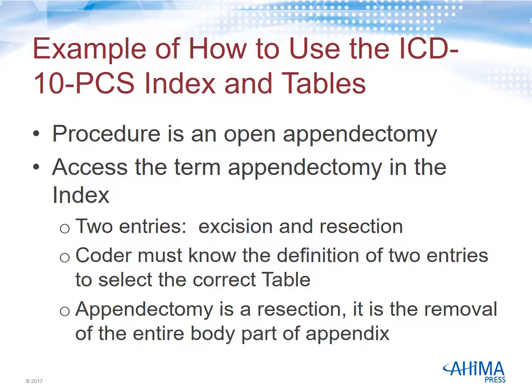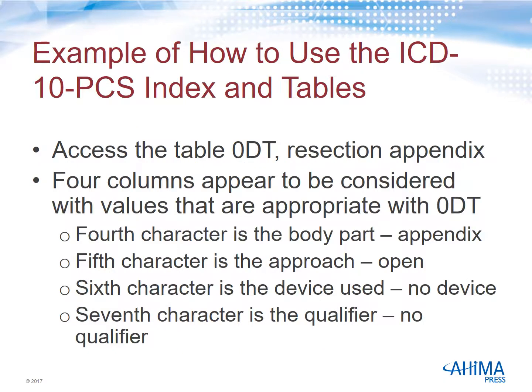So an example of how to use the ICD-10 PCS index and tables is as follows. Here is an open appendectomy. Access the term appendectomy in the index. There are 2 entries, excision and resection. The coder must know the definition of the 2 entries to select the correct table. Appendectomy is a resection. It is the removal of the entire body part, the appendix.